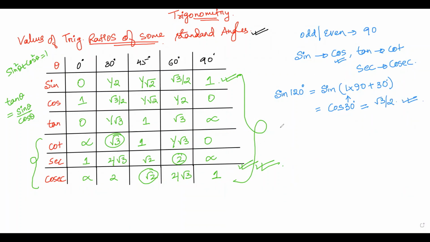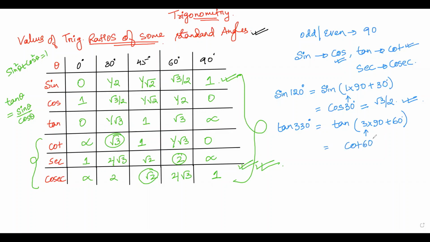In a similar way, if we want to find the value of, say, tan 330 degrees, first we need to express 330 as a multiple of 90. So this can be written as tan of 3 times 90 plus 60 degrees. And here again, it's an odd multiple of 90, so tan would be changed to cot. So this would be cot, and here the angle is 60.